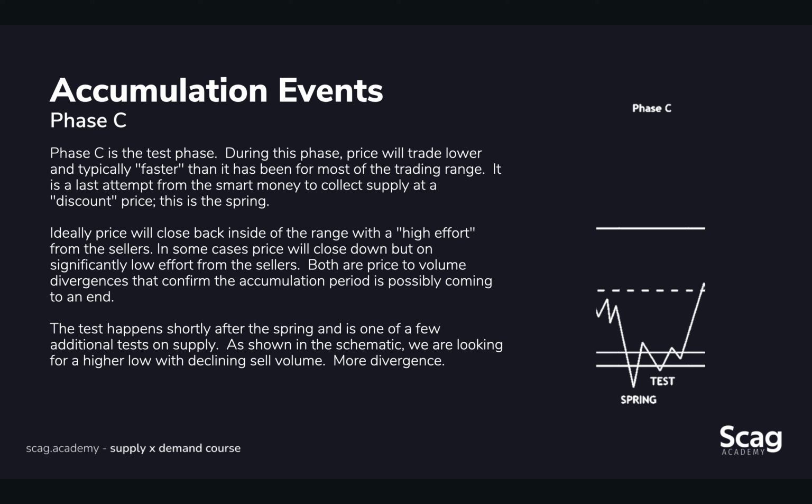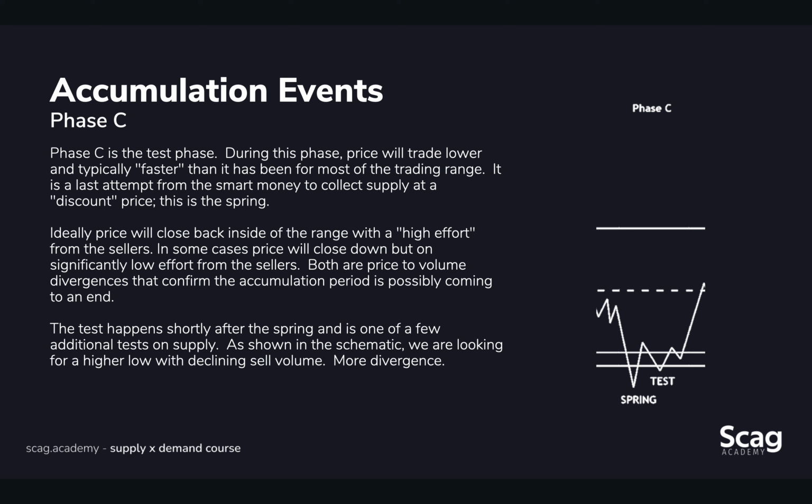Ideally, price will close back inside of the range with a high effort from the sellers. In some cases, price will close down, but on a significantly low effort from the sellers. Both are price to volume divergences that confirm the accumulation period is possibly coming to an end. Again, if that doesn't make sense just by me explaining it, it will make sense when we begin to look at charts and case studies.